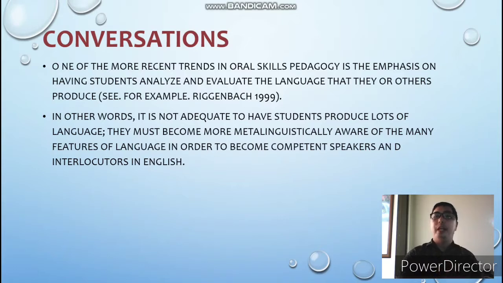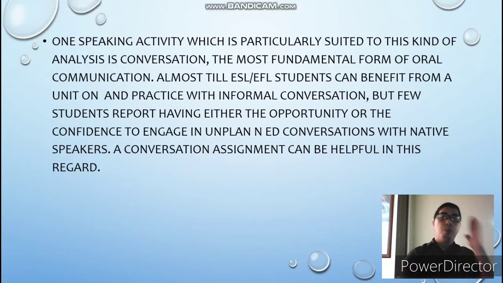speeches. In other words, it is not adequate to have students produce lots of language. They must become more metalinguistically aware of the many features of language in order to become competent speakers and interlocutors of English. So in evaluating how they speak, they would be able to notice the errors which they commit and later on refrain from committing the same mistakes. One speaking activity which is particularly suited to this kind of analysis is conversation.